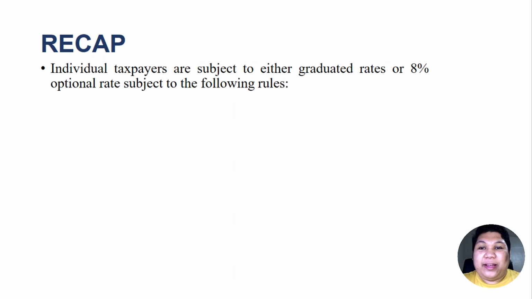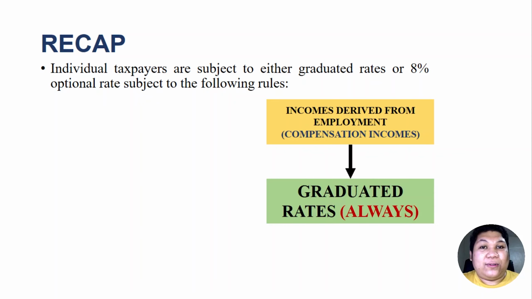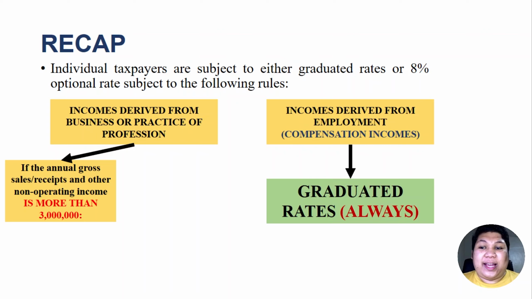As a recap, individual taxpayers are subject to either graduated rates or the 8% optional rate, subject to the following rules. Number one, incomes derived from employment or compensation are always subject to graduated rates, while incomes derived from business or practice of profession could be subject to graduated rates or the 8% optional rate. It depends on whether the annual gross sales or gross receipts and other non-operating incomes is more than 3 million, then it will be subject to graduated rates.